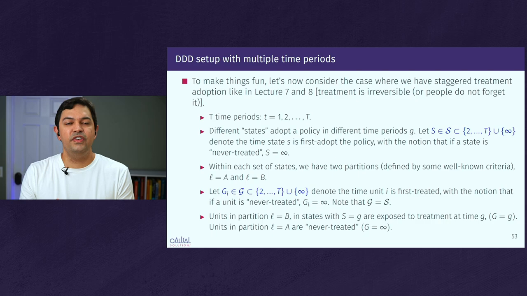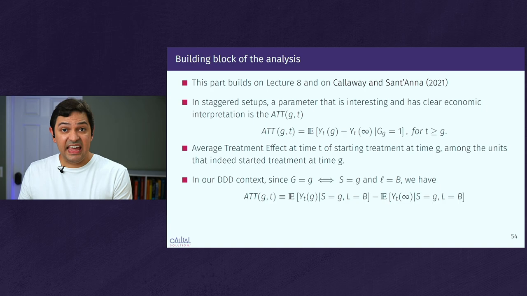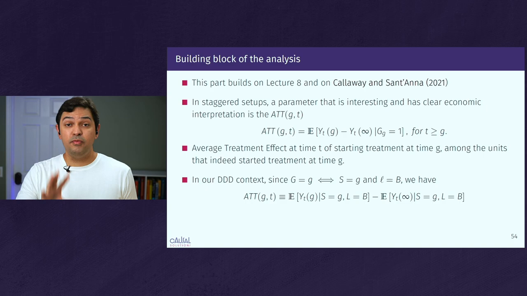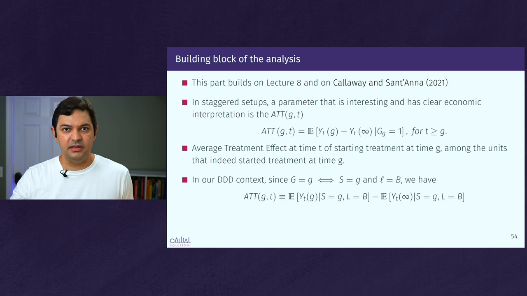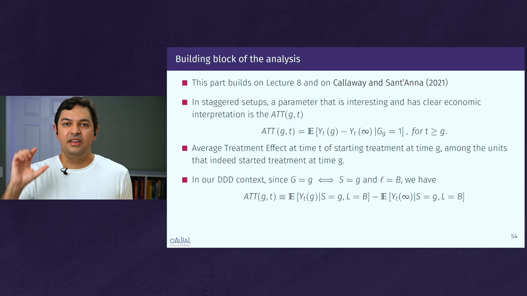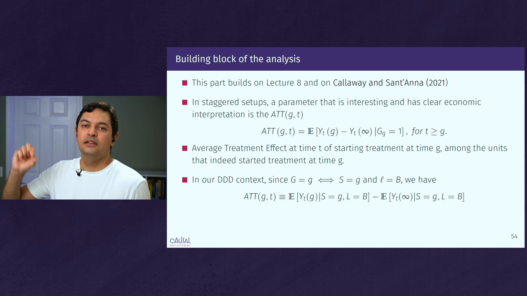Right, so again, states, this index S, are going to play the role of our groups, but you are only treated if you fulfill two criteria. You have to belong to a state that passed the law for the first time of this treatment in period little g, and you have to belong to the partition of units at which this policy is targeted, L equals B. Right, so I'm going to have capital G equals little g if and only if you belong to a state which passed the policy in period g, and you belong to this targeted subpopulation, L equals B.